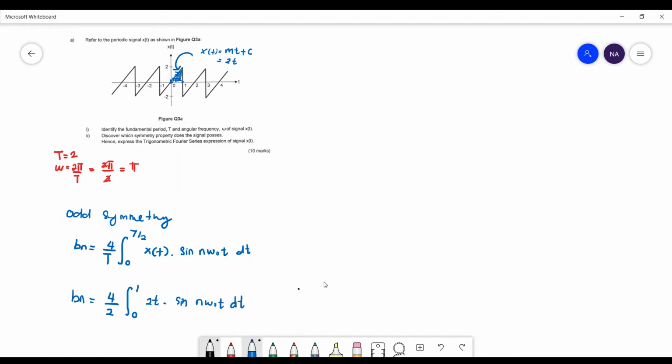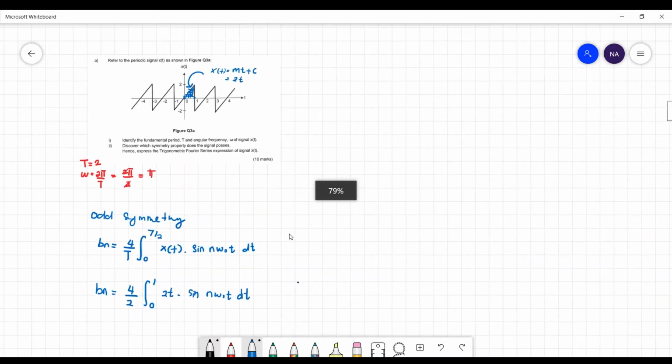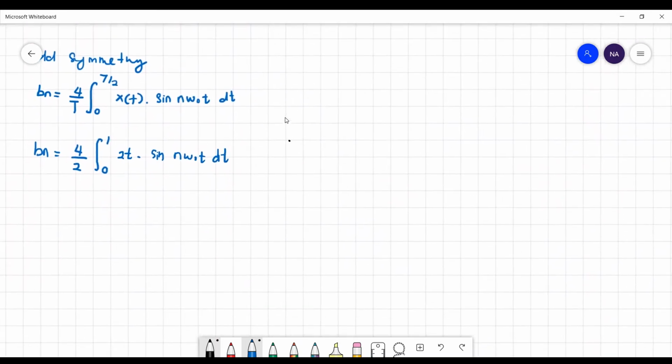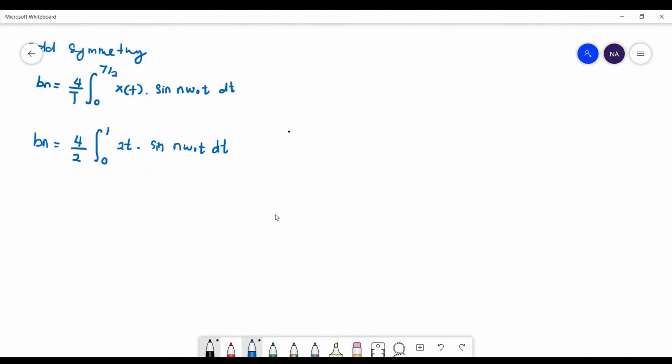Okay, something like this. Okay, and then let's solve this one. So how to solve this one? You need to use the product rule, where you need to find what is u.